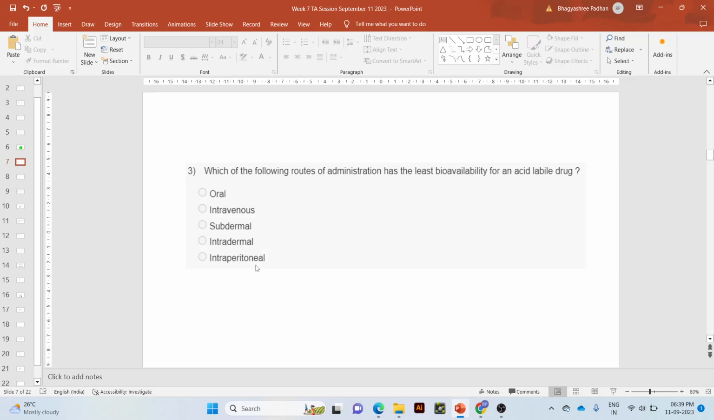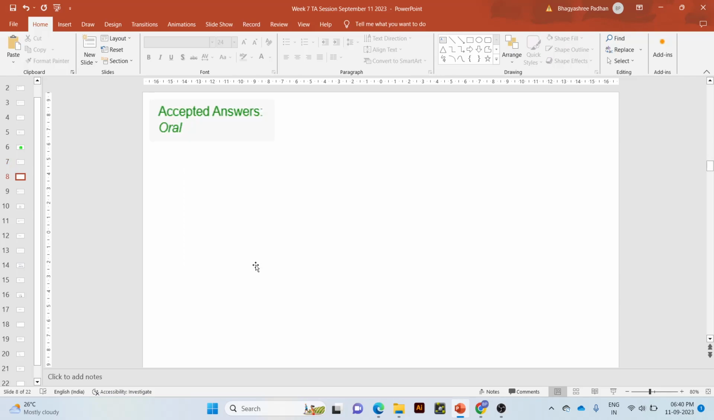Next question. Which of the following routes of administration has the least bioavailability of an acid labile drug? An acid labile drug is a drug that is prone to damage by acid. The oral route leads straight to stomach acids that can damage it, so the oral route will have the least bioavailability, whereas other routes such as intravenous, subdermal, intradermal or intraperitoneal will have better bioavailability compared to oral.